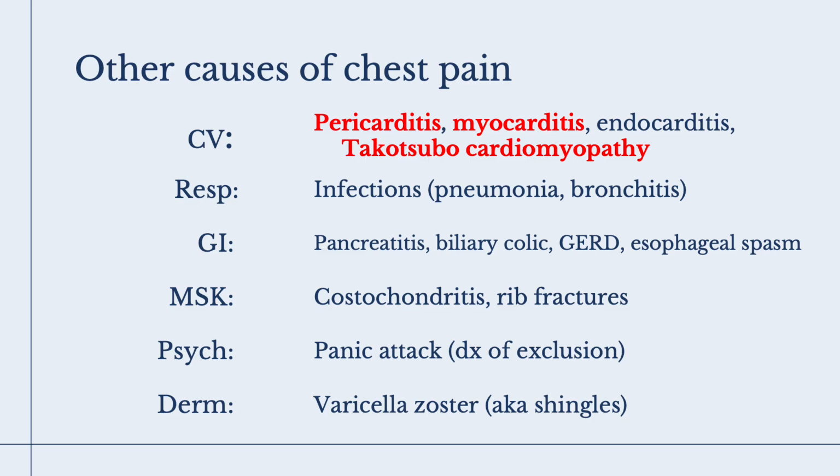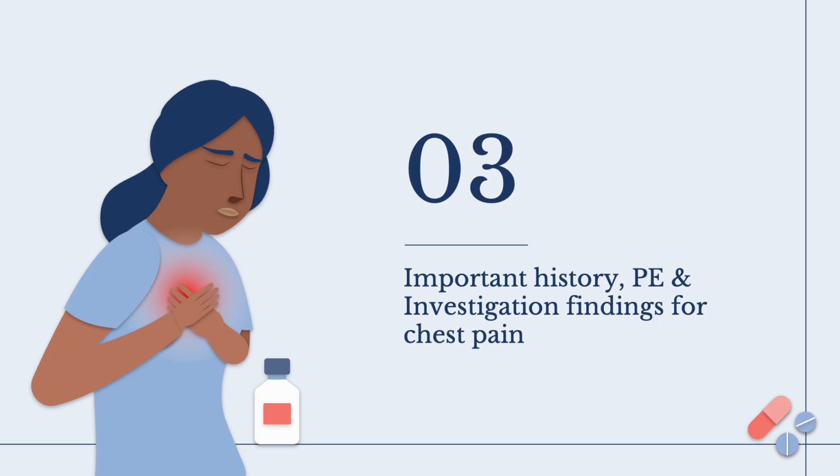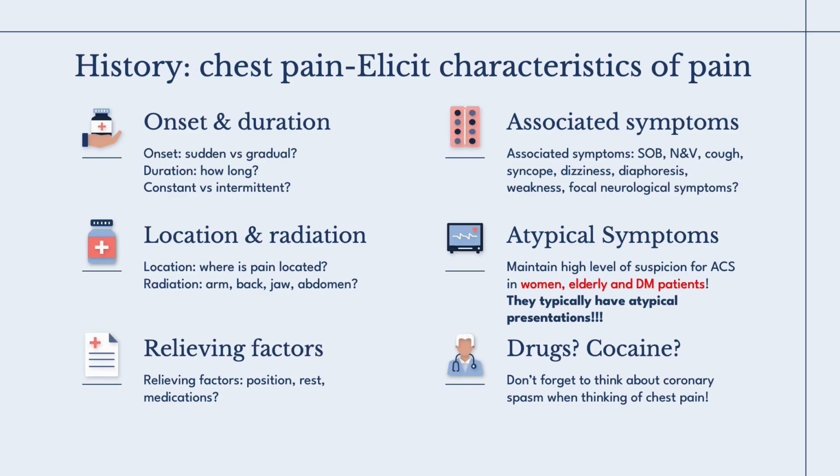Again, this is a diagnosis of exclusion. We don't automatically look at a patient. Women, particularly young girls, tend to get lumped in, it's just anxiety. It takes no time to put EKG leads on and help our patients this way. And then derm, so shingles. So we'll talk now about history, physical exam, and investigation for our emerged patients presenting with chest pain.